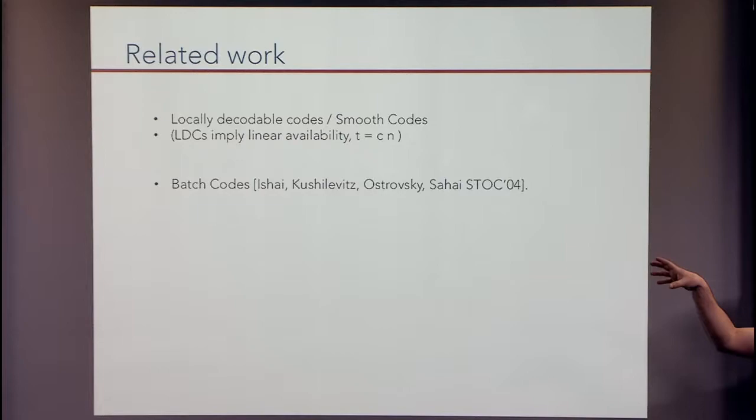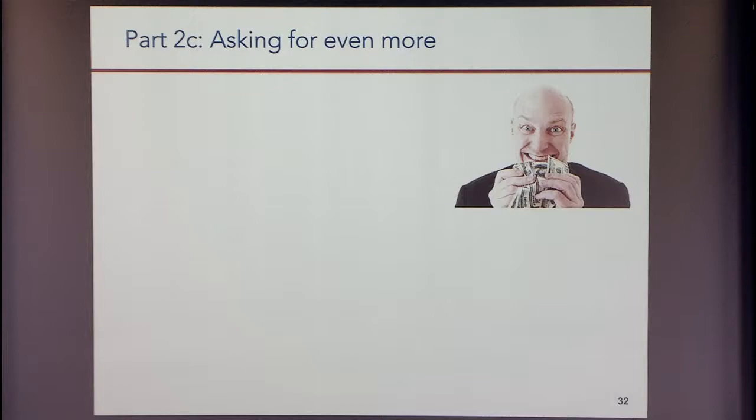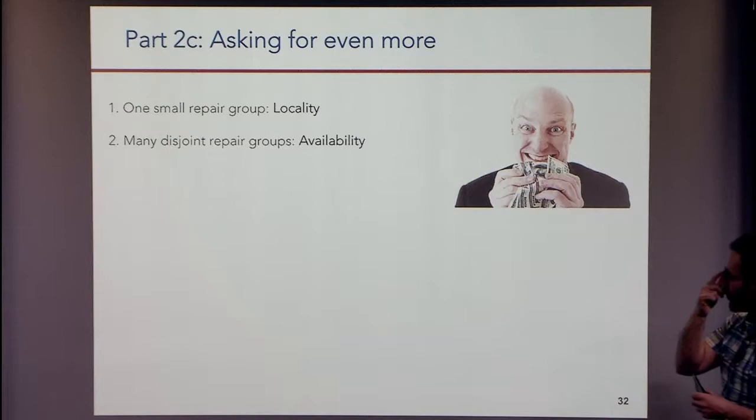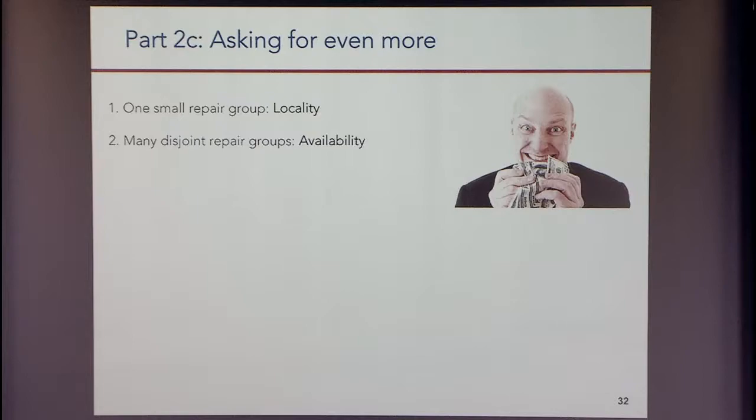Now, batch codes are the other related concept that I want to talk about in the third part. So, asking for more. If you Google greedy on Google Images, you get a fun image of a greedy person. The first thing we asked was that we want one small repair group for each symbol. That's called locality. Then we said, I want many disjoint repair groups for each symbol. That's availability. With availability, we can support multiple parallel reads for one symbol. But maybe you don't just want to read one symbol 1,000 times. Maybe sometimes you want to read one symbol 50 times, another symbol 20 times, and another symbol 3 times. So maybe you want to support any set of T reads: possibly the same symbol, or two symbols, or three, or any number of symbols.